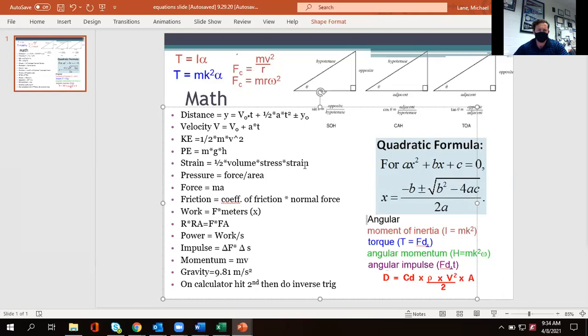Okay, yeah, no worries. We'll work our way through those once we get through here. Pressure equals the force, remember force equals mass times acceleration, divided by the area that it happens to be placed upon. And then good old force equals our mass times our acceleration.